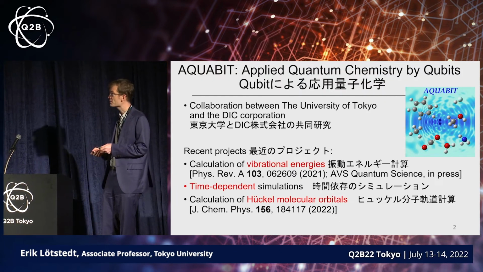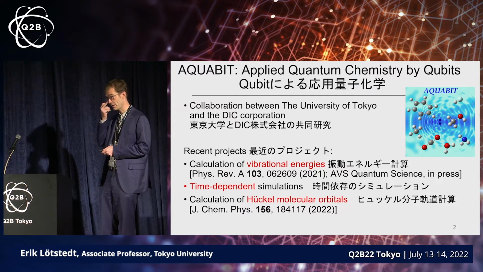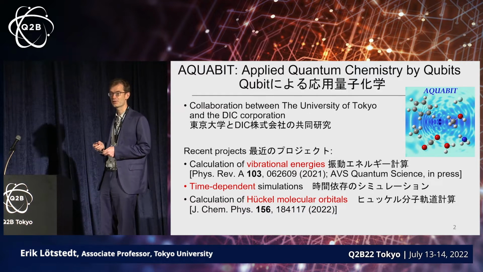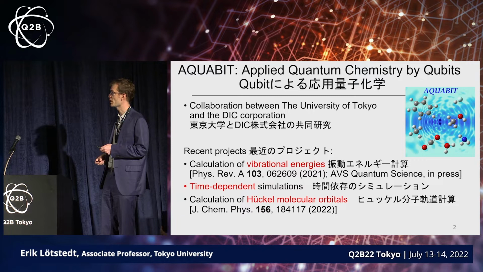So we have a collaboration with the DIC Corporation. It is done within the QIIC, the Quantum Initiative of the University of Tokyo. We call it Aquabit, Applied Quantum Chemistry by Qubits, and we made a kind of colorful picture. But basically, we are interested in applying quantum computers to physical chemistry problems or quantum chemistry problems.